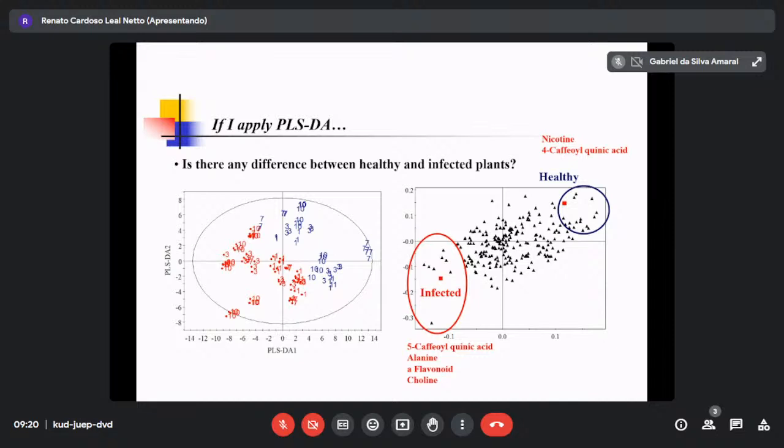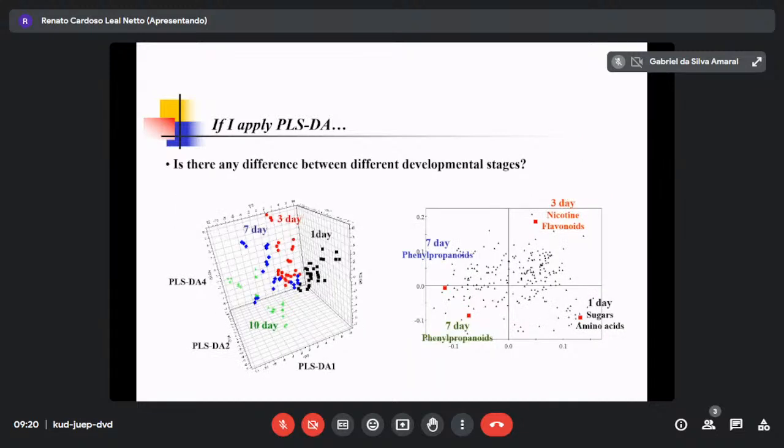The second one is the same data set without any sample deletion. I gave the command that I'm not interested in infection, and I'm not interested in the developmental stage, but I'm interested in the age effect: 1 day, 3 days, 7 days, and 10 days. Now, let's look at this one. 1 day, 3 days, 7 days, 10 days. PC1 and 2 are not enough, so I do PC3. Here, 1 day.